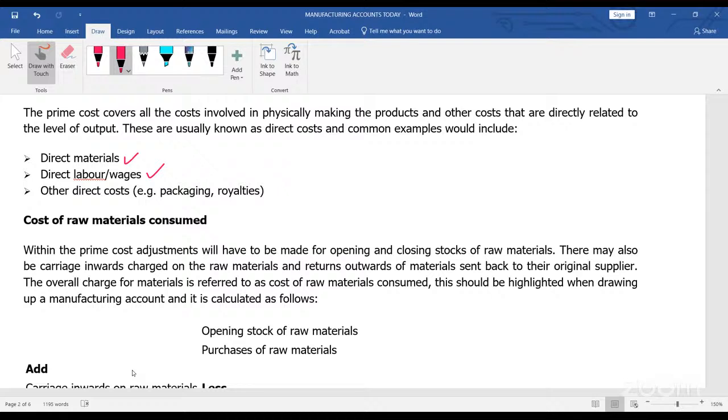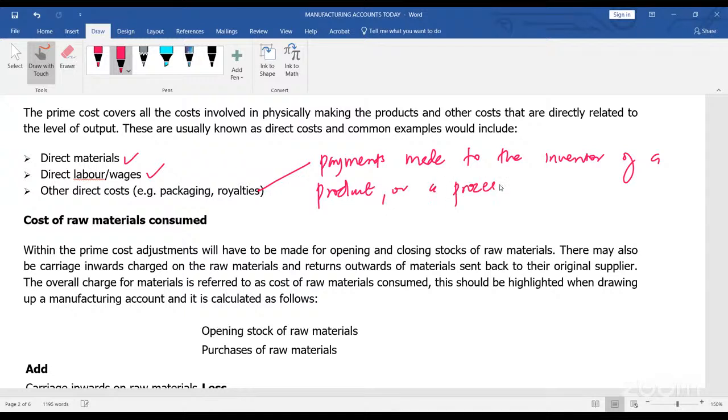What are royalties, you may ask yourself now. Royalties are payments made to the inventor of a product, or a process, or an idea.